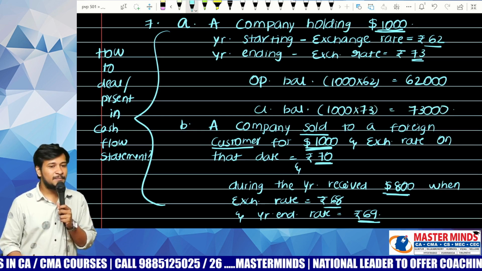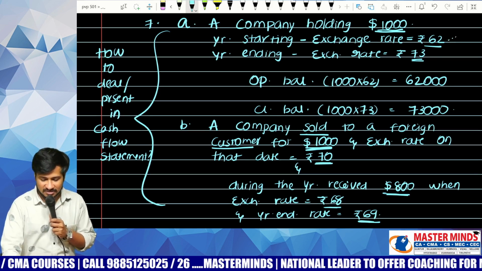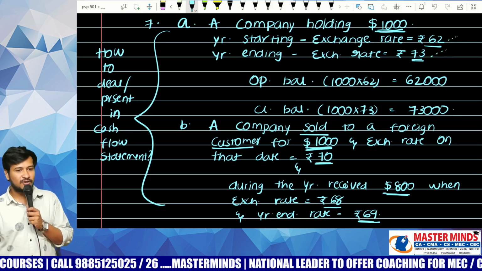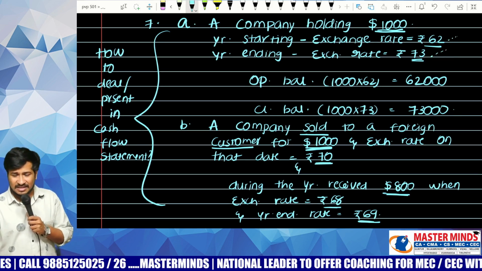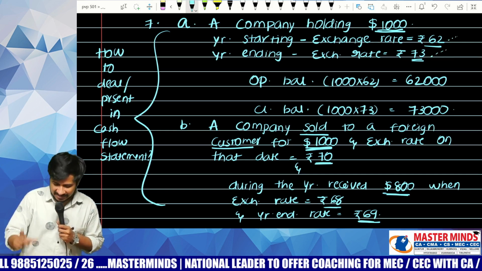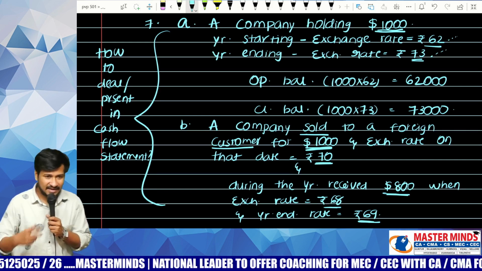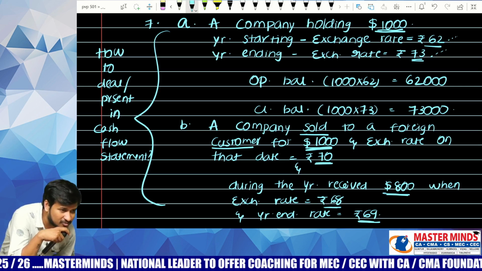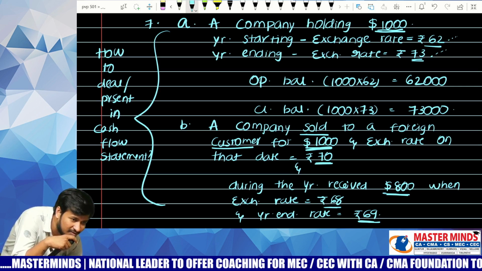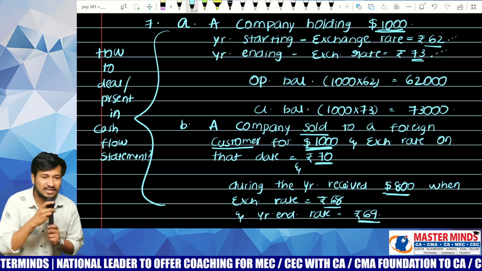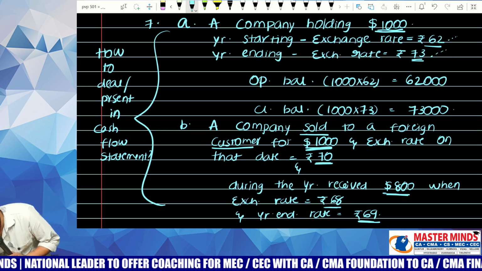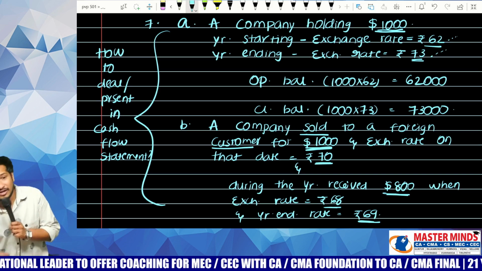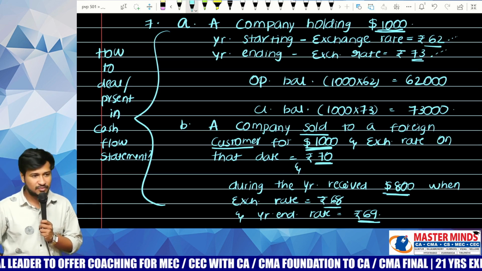Strictly speaking, there is no cash flow between 62 and 73. Will you admit or not? Yes or no? It is not a cash flow. Sir, initially the rate is 62. Year ending the rate is 73. From 62 to 73, in the sense there is a difference of 11,000. So that 11,000, what is that 11,000 will be? It is not at all your cash flow. That is point number one that you need to understand.